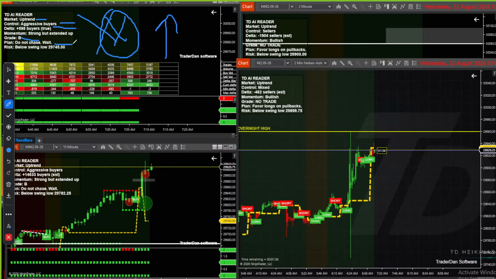And then it's going to give you a plan whether you're looking for bullish trades or bearish trades or do not trade. Right now, do not chase. Wait. So you should have been in down here if you're going to trade, right?